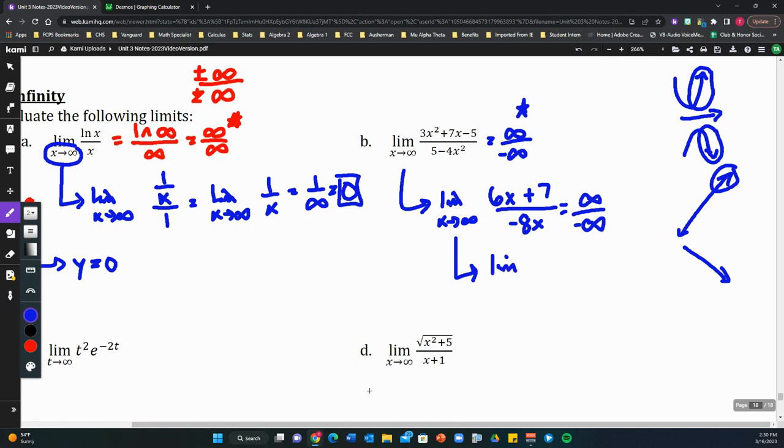Once I've taken a second derivative of a quadratic, we know that we are going to be at a constant value, so it's impossible for us to get these infinities anymore. So the numerator now, its derivative would be 6, denominator would be -8. The limit of a constant as x approaches any value is that constant. So we just get -6/8 again, or -3/4.